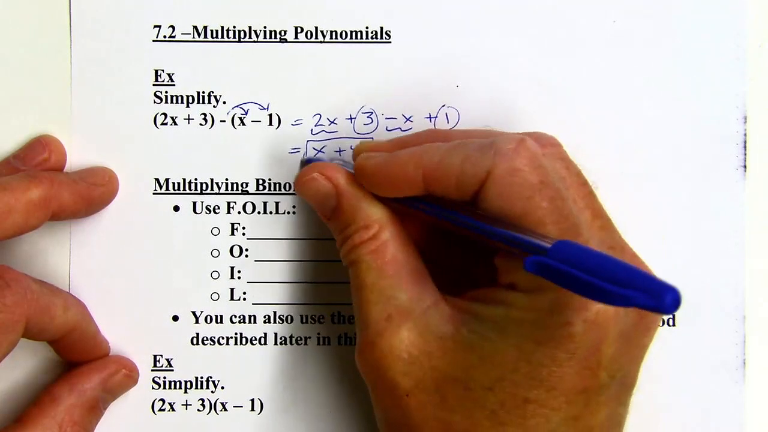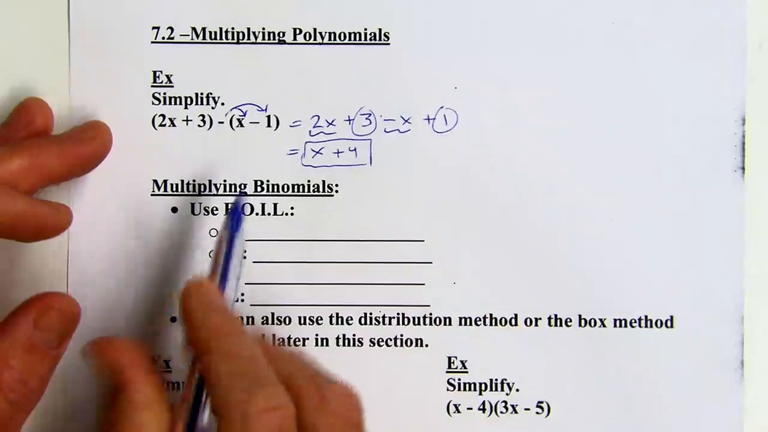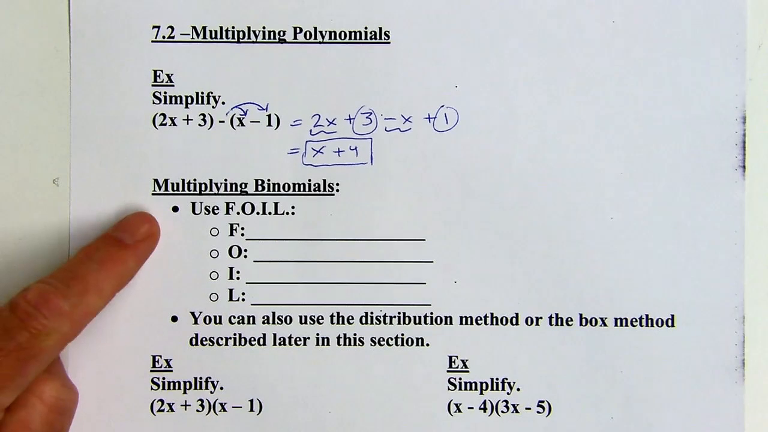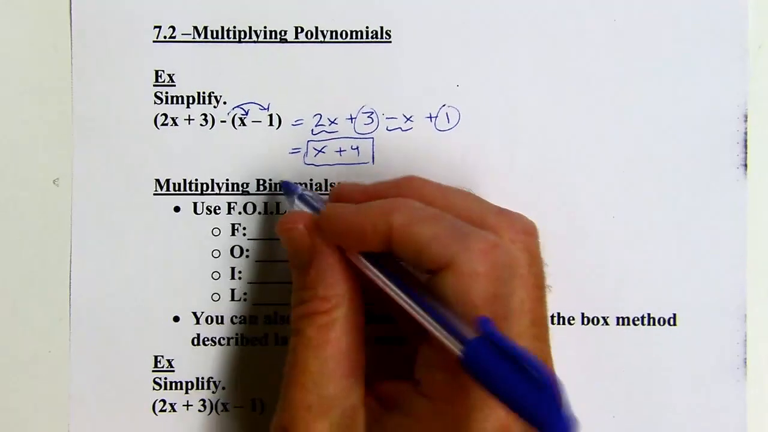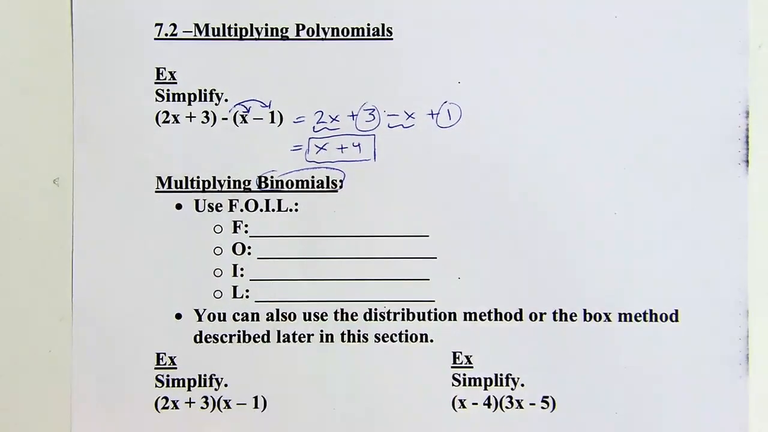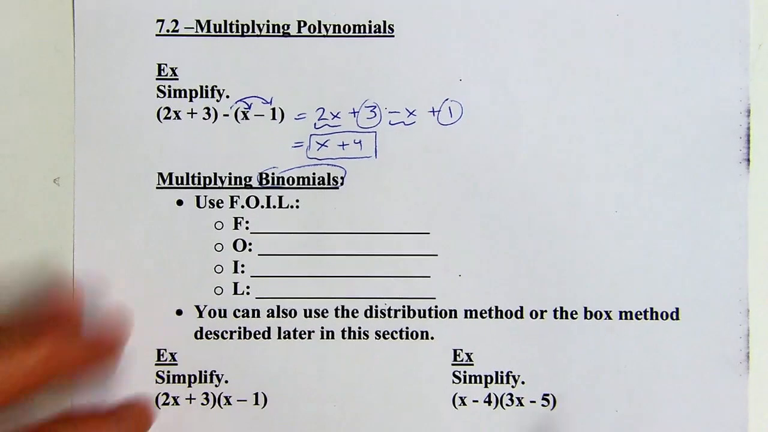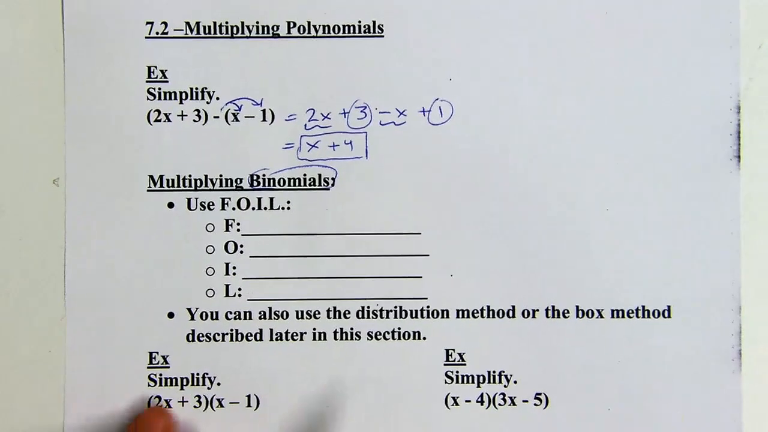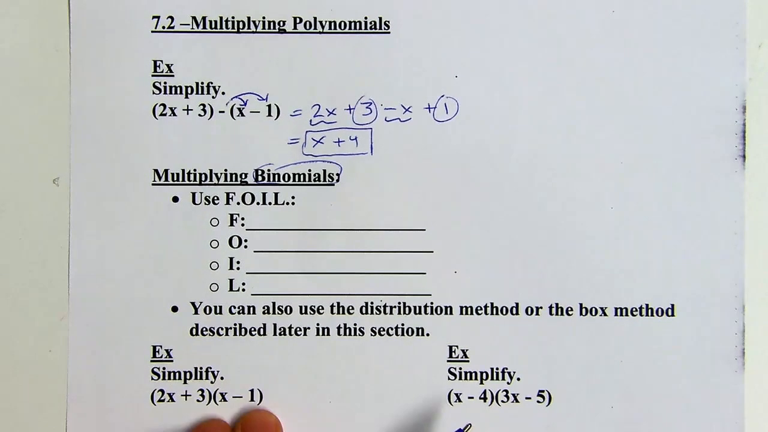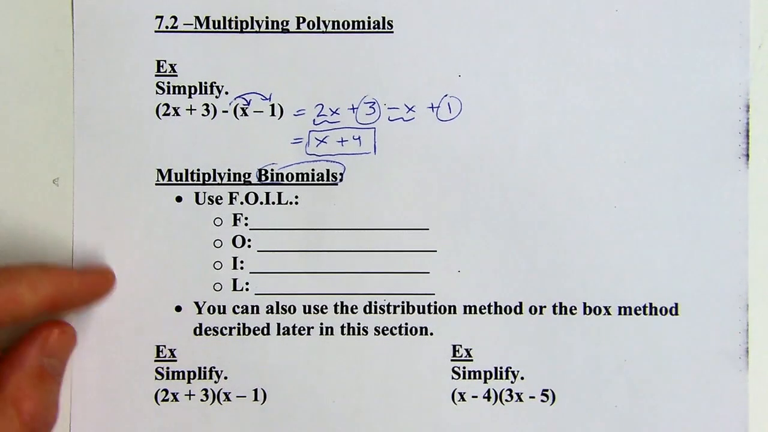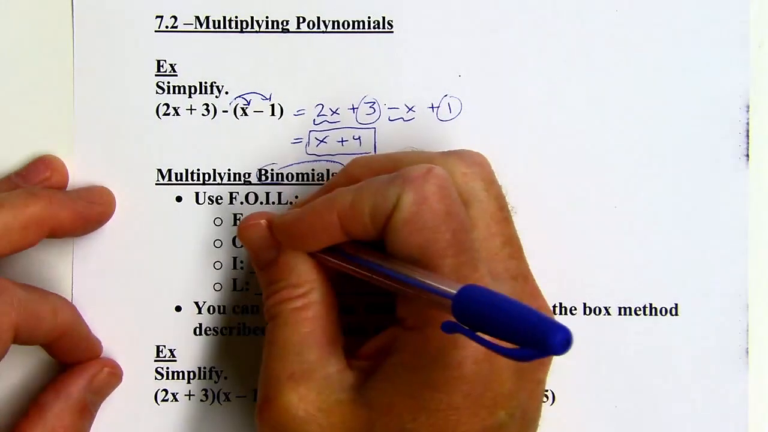So just a little review on that. Don't use FOIL when you're adding or subtracting two binomials. You want to use it when you're multiplying binomials. And you can only use this for binomials. So I know that's why some teachers avoid this method, because it's only for this specific scenario. I've got a binomial times a binomial down here, and the same thing down here. Okay? So FOIL is an acronym. It stands for first, outer, inner, last.